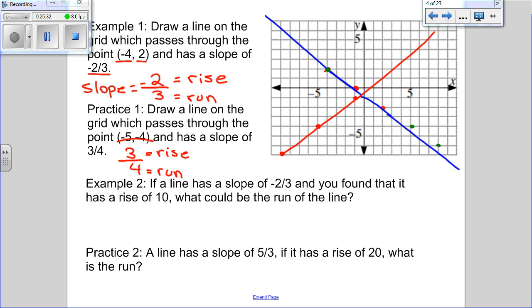That line that I just drew follows my rules. I could check my answer. Did I go through the point -5, -4? Yes, I did. Does that line have a slope of 3/4? It goes up 3/4, definitely. So you can actually check your work, too.